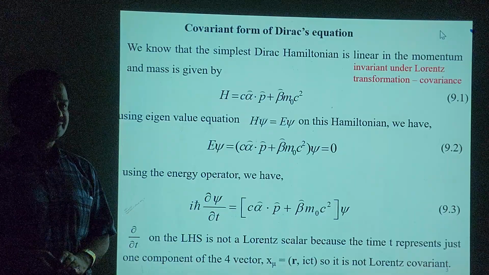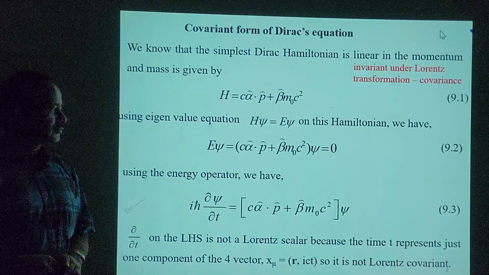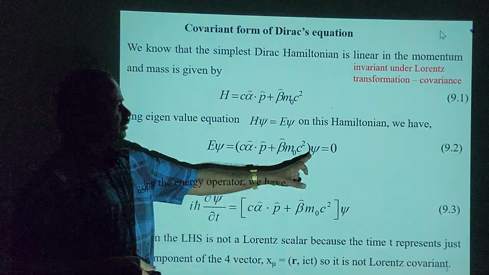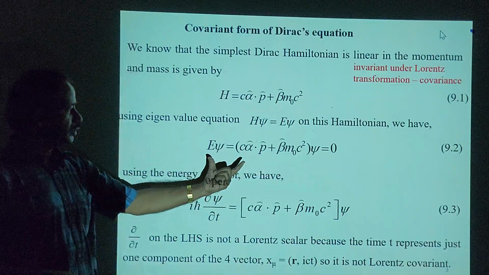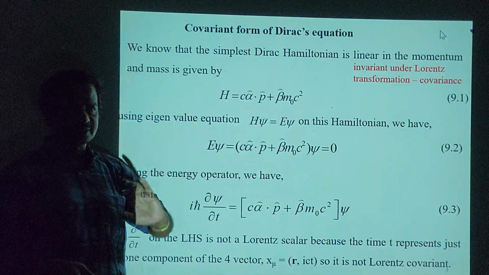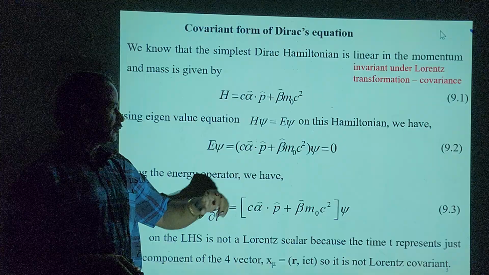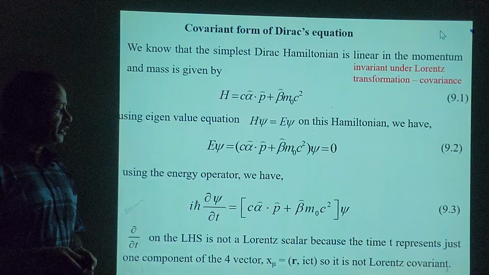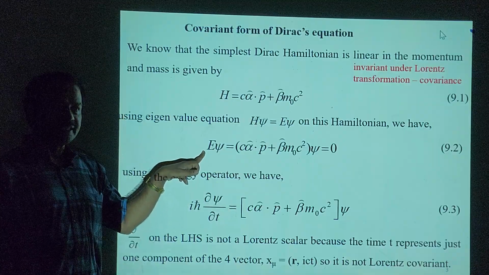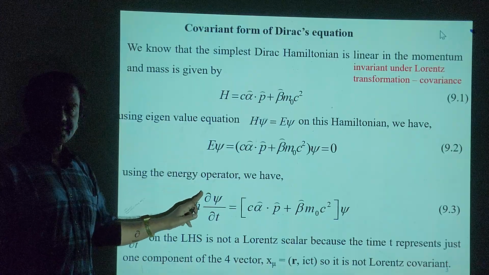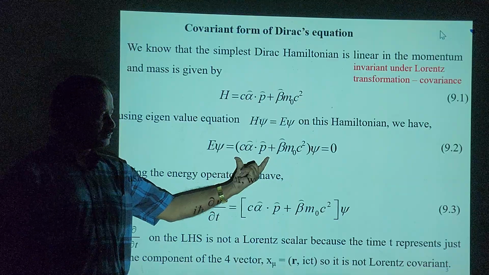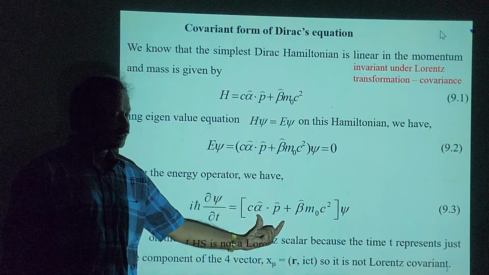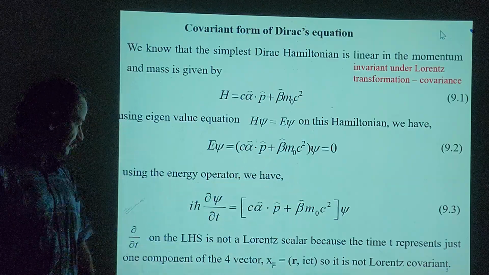both r and t. And there's a mistake here, there will be no zero. So E psi equals H psi, that's all. Using the energy operator, we can convert this E as i h cross partial d psi by dt. We are going to convert this into the energy operator. We can write this equation exactly like this, where the right hand side operates on psi.